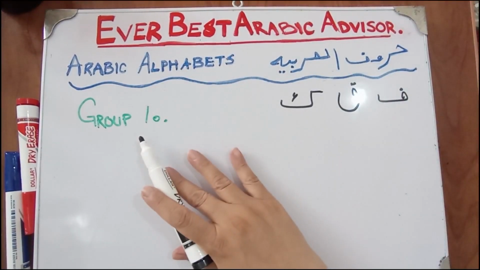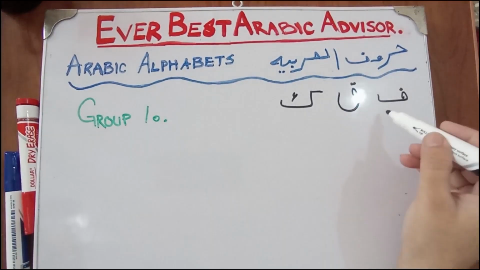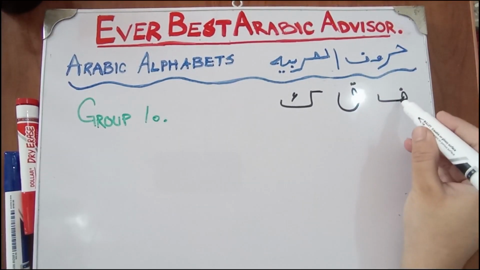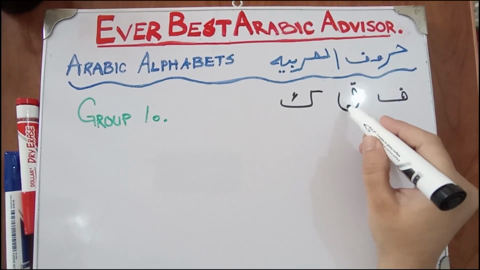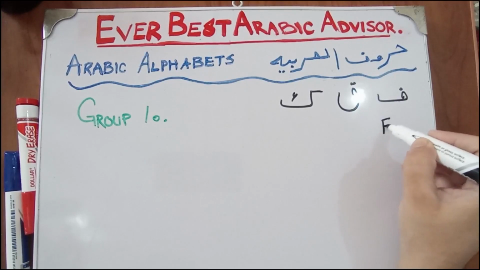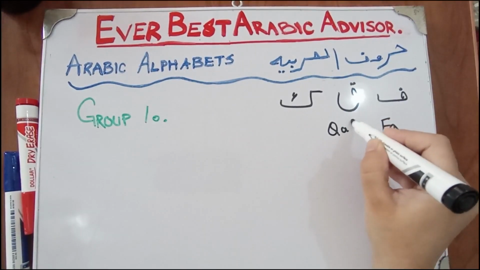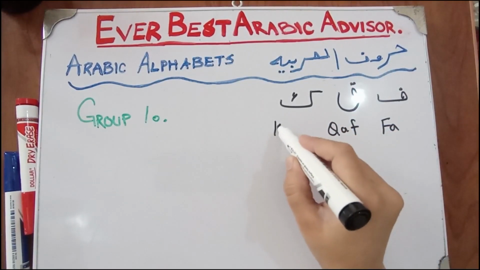Here we will discuss group number 10, in which we discuss 3 letters: fa, qaf, kaf. Fa, qaf, kaf.